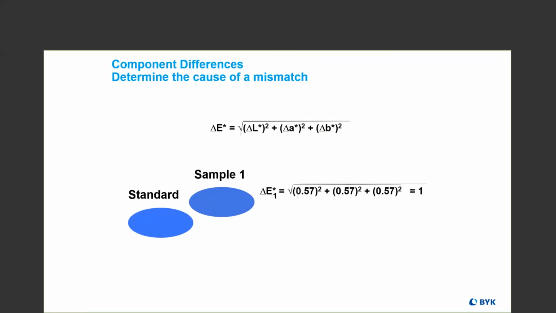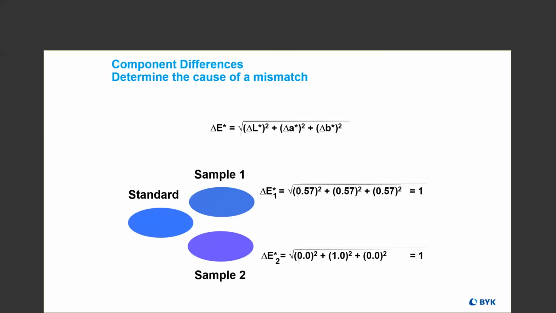Now we take this other sample, and we plug those difference values into this equation. So we can see here that there's zero difference in the L values. The L value is exactly the same between sample and standard. The B value is exactly the same between sample and standard. The only difference is in the A value. But when we plug that into this equation, we get delta E of 1, same as for sample 1, and yet visually we can see that sample 2 looks further from the standard than sample 1. It's not as good of a match.